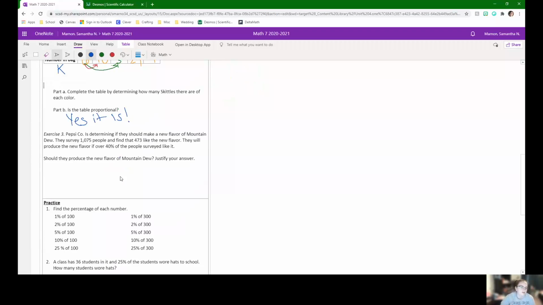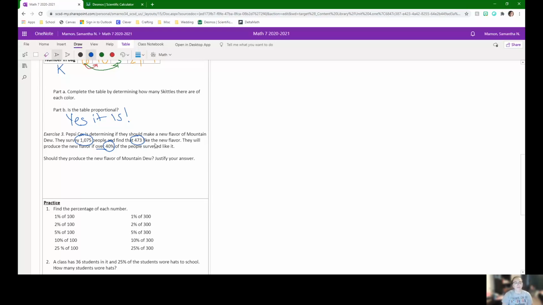So now we have exercise 3. The Pepsi company is determining if they should make a new flavor of Mountain Dew. They survey 1,075 people and find that 473 like the new flavor. They're always making new Mountain Dews. They will produce the new flavor if over 40% of the people surveyed like it. So should they produce the new flavor of Mountain Dew?